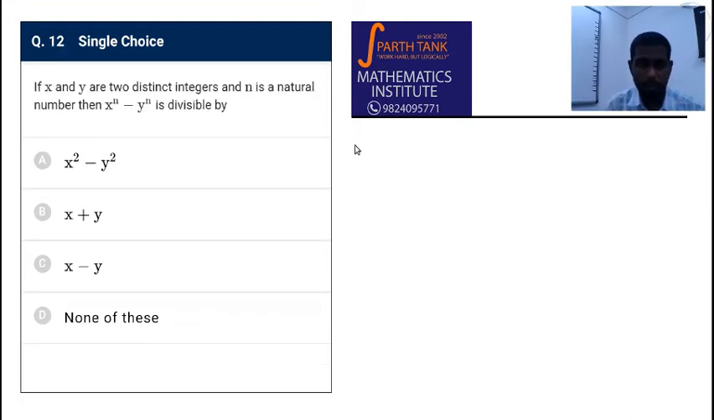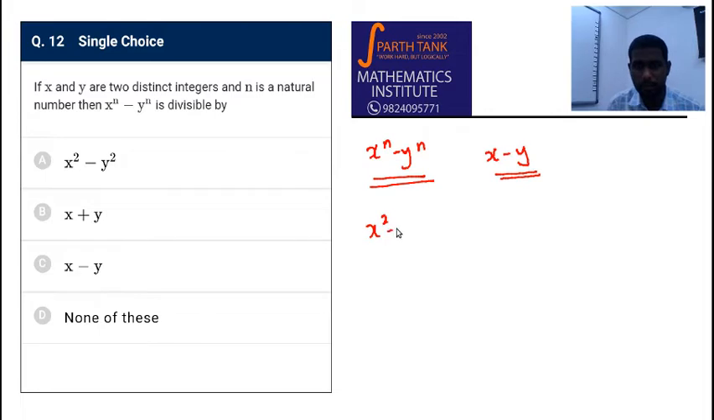Going on to question number 12. This is a very direct problem. It says, if x and y are two distinct integers and n is a natural number, then x raised to n minus y raised to n is divisible by. Remember, x raised to n minus y raised to n is always divisible by x minus y.